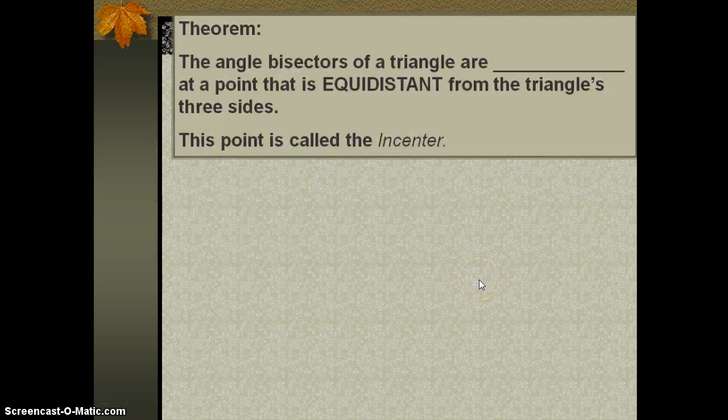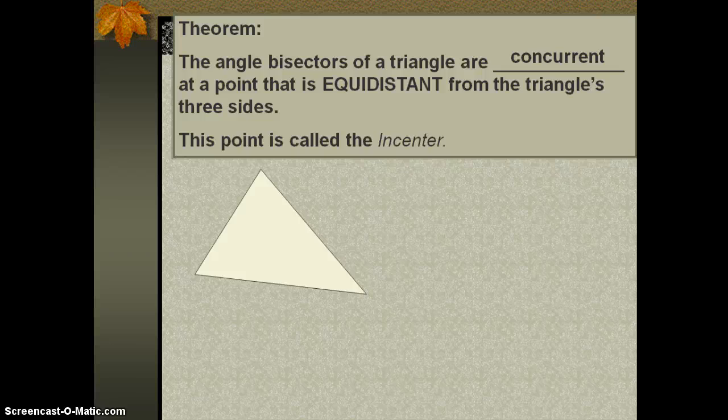Next theorem. The angle bisectors of a triangle are concurrent at a point that is equidistant from the triangle's three sides. This point is called the incenter. So here we have a triangle, and we are going to draw in our three angle bisectors. So this point where they all meet is called the incenter, and is going to be equidistant from each of the sides of the triangle.